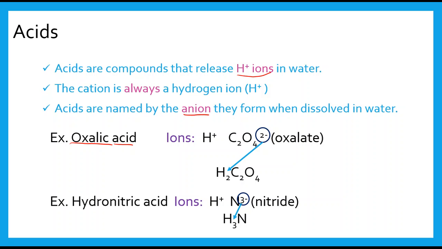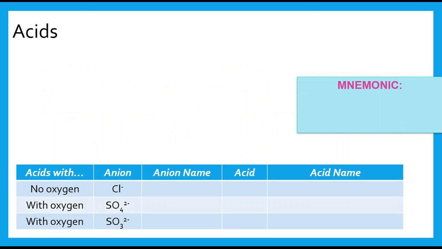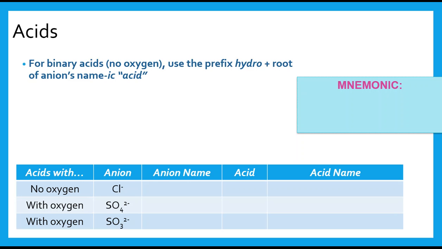Now let's talk about the name. We have a nice little mnemonic for this. So for binary acids that have no oxygen, we're going to use the prefix hydro and then the root of the anion's name plus ic acid. So hydro something ic acid. Now if it doesn't have oxygen, it's going to be like this, one off the periodic table, like Cl minus, Br minus, S minus 2, stuff like that. No oxygen in it, so it's really a monatomic anion for the most part, with few exceptions to that.